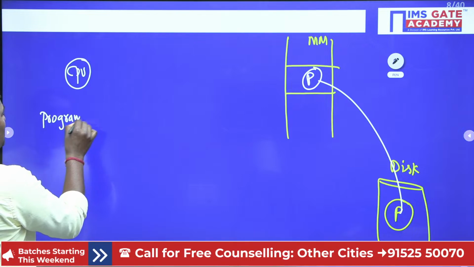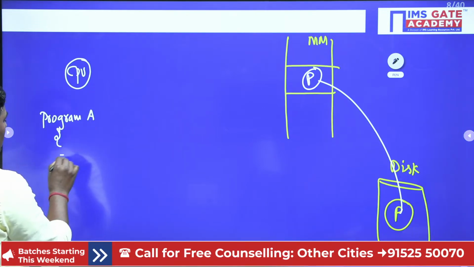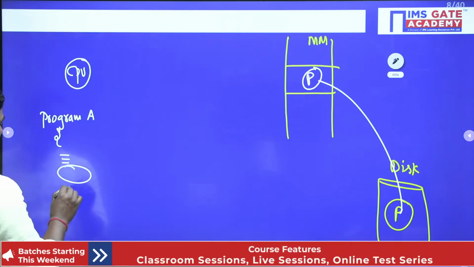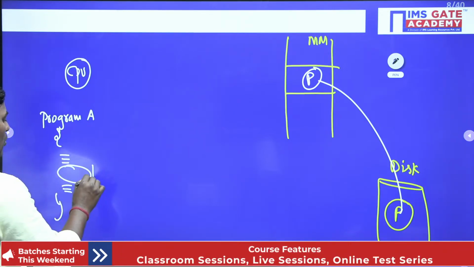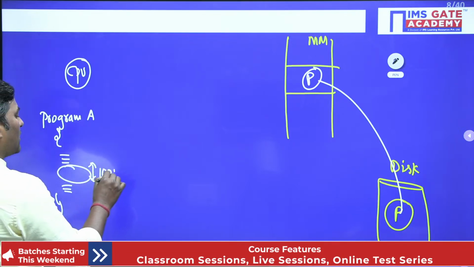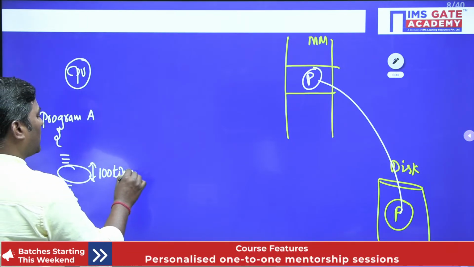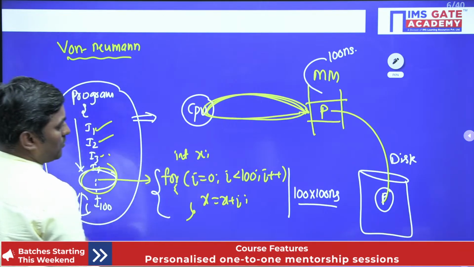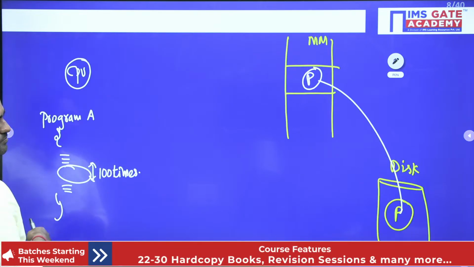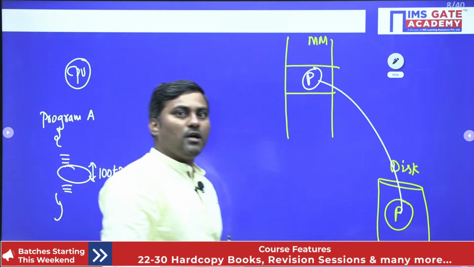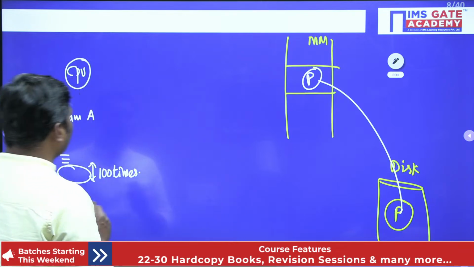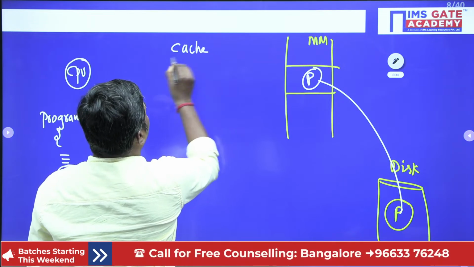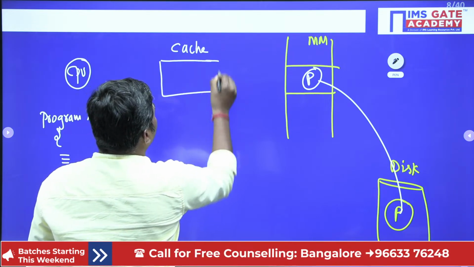This program is spending 90% of its time on some part of the code. This code means some instruction is repeating 100 times, so the loop is repeating 100 times. Assume that, as I mentioned, here is this loop, repeating 100 times. So now see, if I introduce a cache memory, how is this going to be reduced? Let's observe.